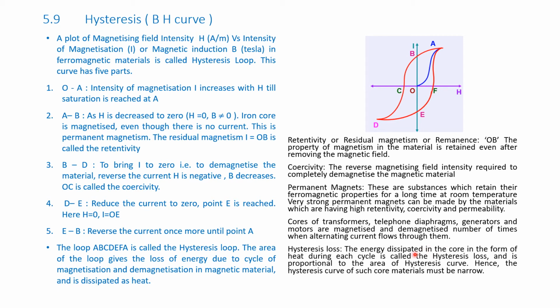Hysteresis loss. The energy dissipated in the core in the form of heat during each cycle is called hysteresis loss and is proportional to the area of the hysteresis curve. That is, the energy is dissipated in the form of heat in each cycle. Hence, the hysteresis curve of such core materials must be narrow. If you want to reduce the losses, then the area of this curve should be small, and it should be very narrow or thin.